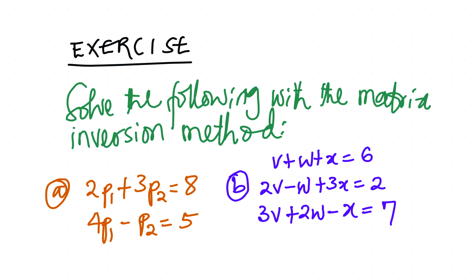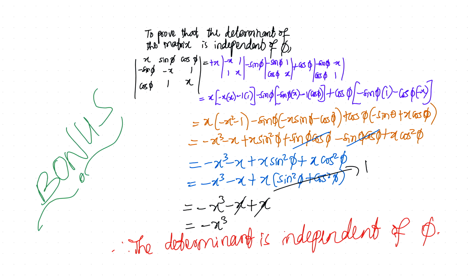All right. Interestingly, in this video, I have a bonus for you. Well, it's something about determinants, but it's just an aside, just a bonus. So you want to prove that the determinant of the matrix here is independent of phi. So you have x, sine phi, cos phi, minus sine phi, minus x, 1, cos phi, 1, x. You want to show that the determinant is independent of phi, that at the end of the day, there's no phi in the final determinant.